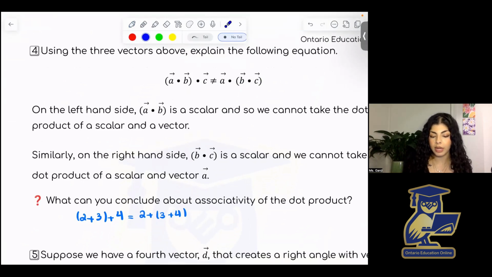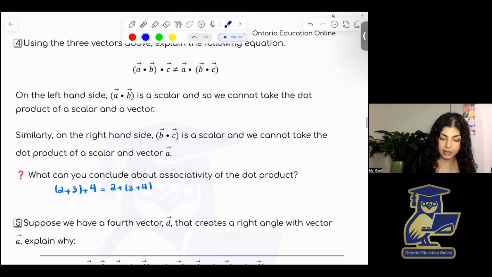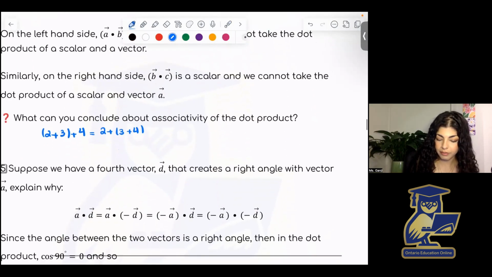So then we cannot have these two expressions to be equal to one another. And so we can conclude a dot product is not associative.